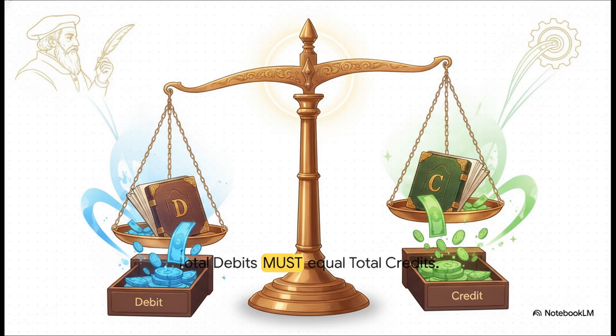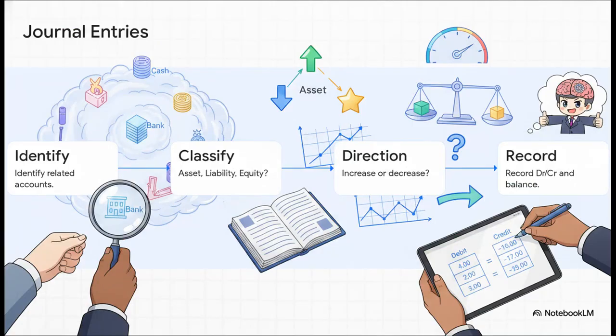This perfectly reflects where money comes from and what it's used for. It's actually been the foundation of accounting for over 500 years, dating all the way back to Luca Pacioli, and it's your ultimate safeguard to check if your records are actually accurate. So how do we actually apply this without totally panicking during a midterm? Well, just use this foolproof 4-step process.